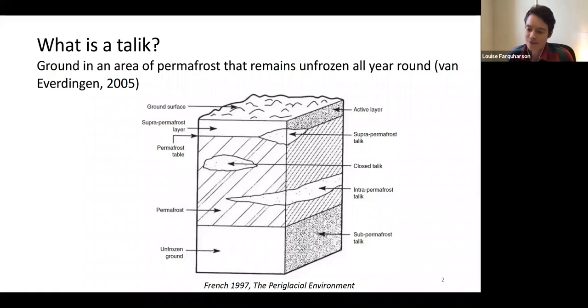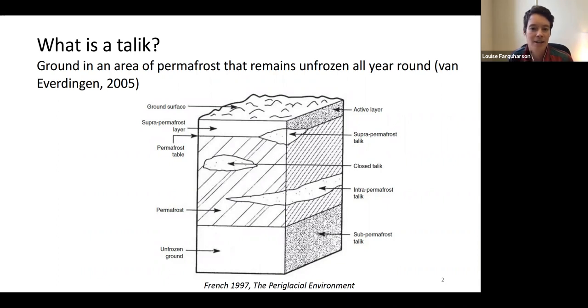So starting with the basics, what is a talik? A talik is ground in an area of permafrost that remains unfrozen all year round. You can see this little block diagram here from the nice classic textbook by Hugh French, The Periglacial Environment, which shows different types of subaerial permafrost that we can have.